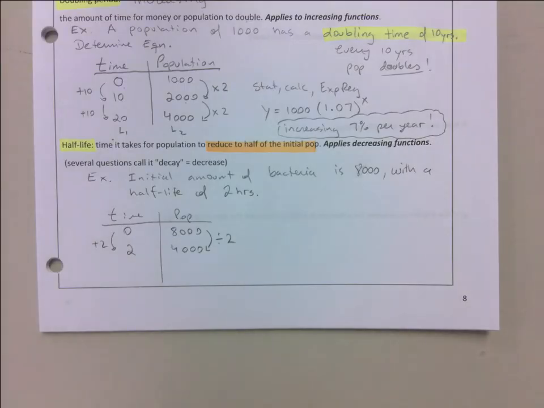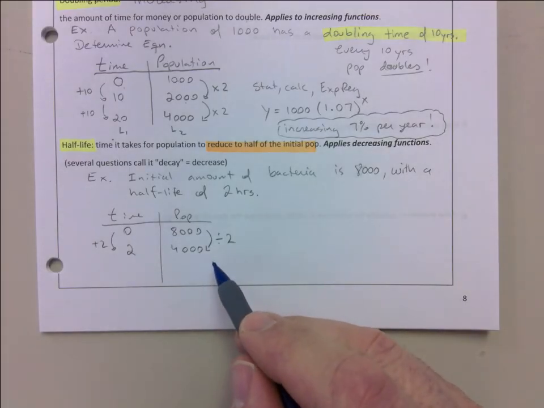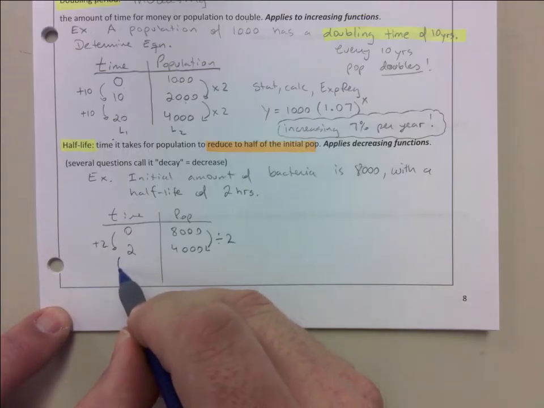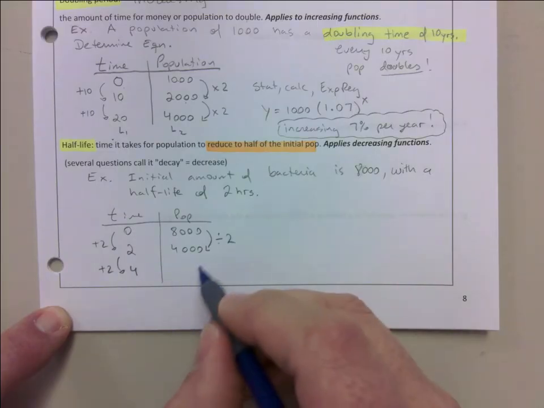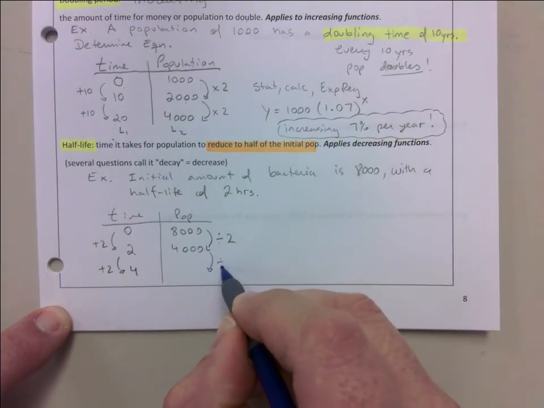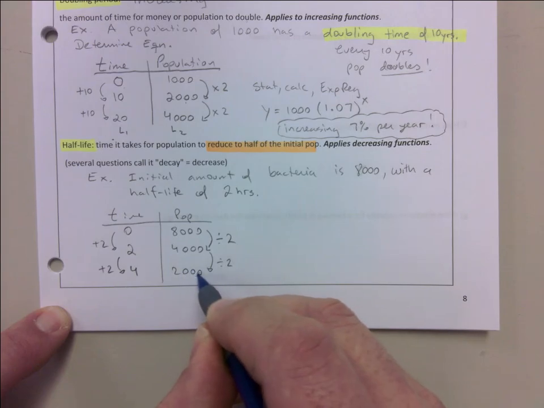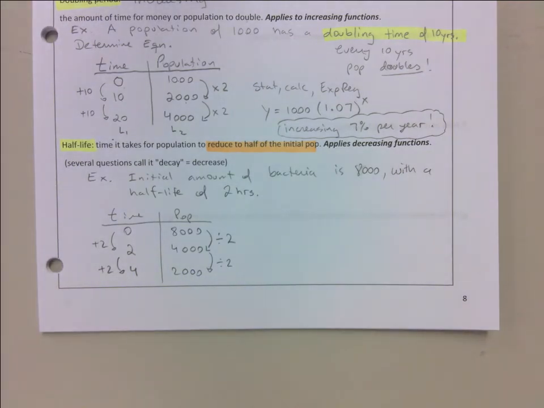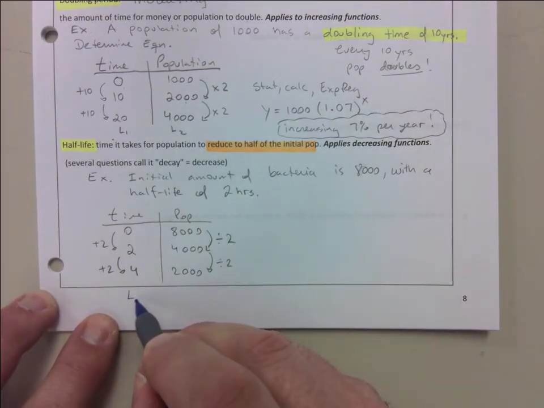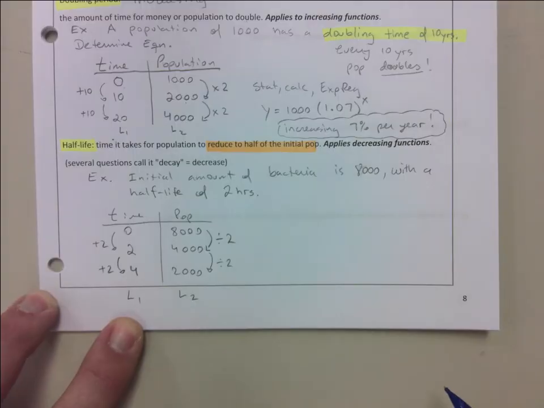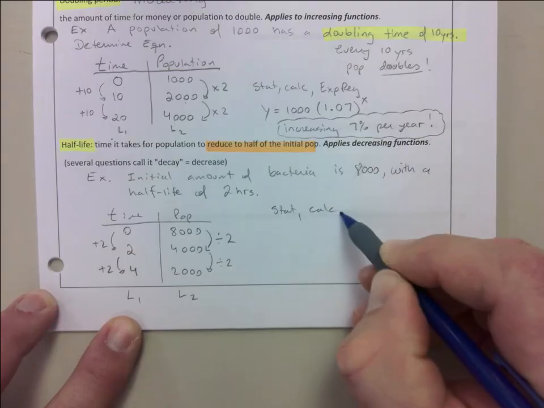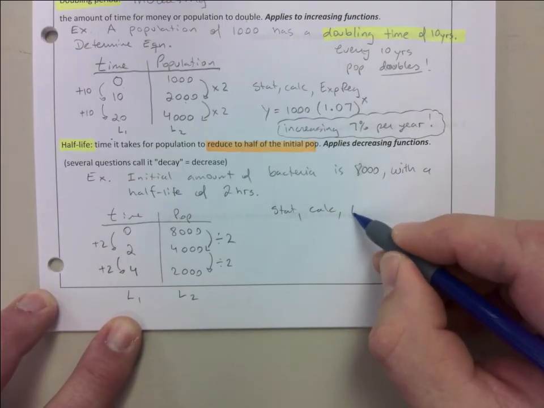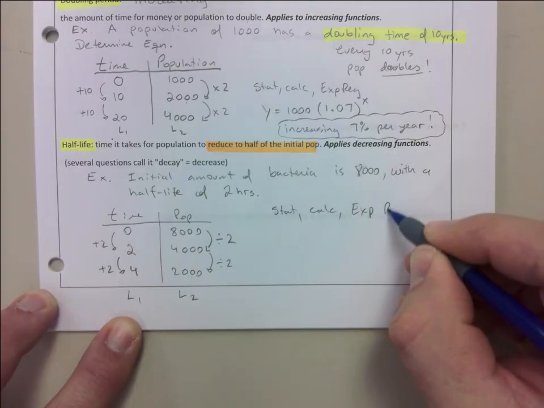I used that nice round number. It won't always be round. You have to do whatever you need to do. Decimals are fine. Another 2 hours go by. That'll get me to 4. You are halving it again. You're down to 2,000. That's all you need. Three points for this to work. We go L1, L2, stat, calc, exponential regression.